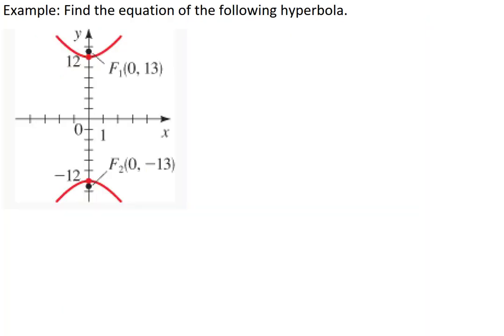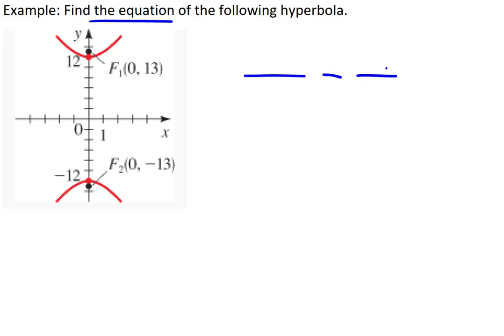Let's try another example where this time we want to find the equation of the following hyperbola, which is graphed for us. Now we can understand the characteristics of this graph and try to pack them into the formula as we know by now. As labeled on this graph, we have a couple things. First of all, it's opening upward and downward. Immediately that should tell us a couple things. Let's go ahead and get our equation set up.